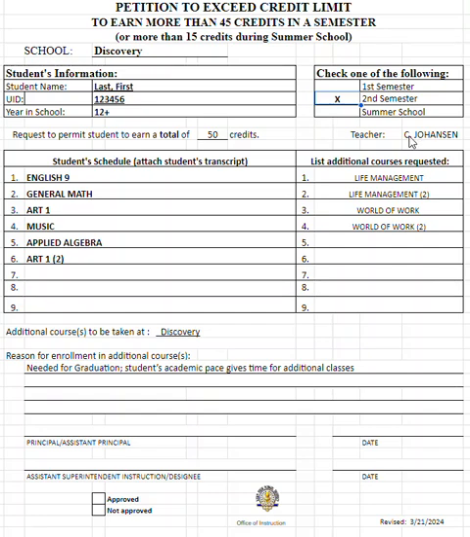This document is the Petition to Exceed credit limit. It's used for students that will go beyond 45 credits in the fall or spring semester and 15 credits in the summer.